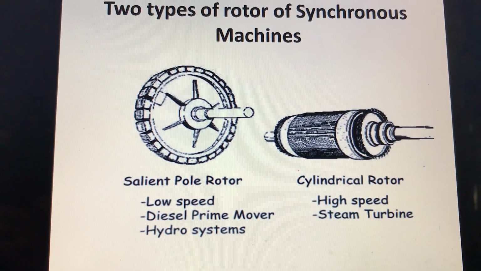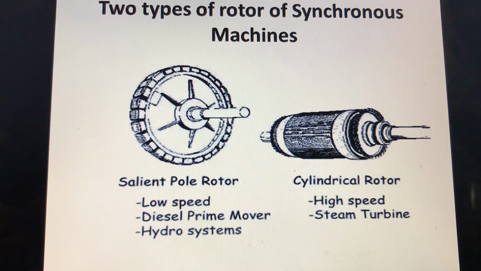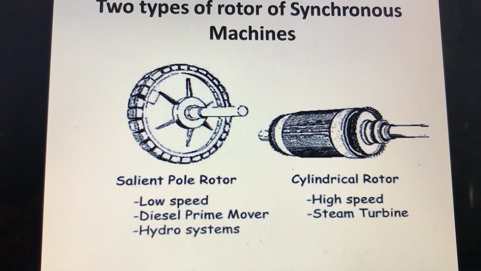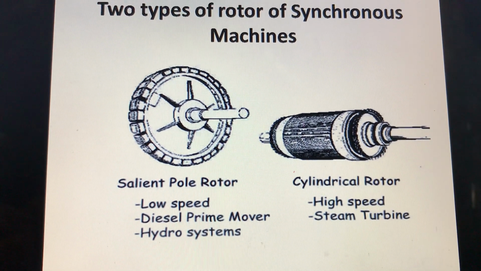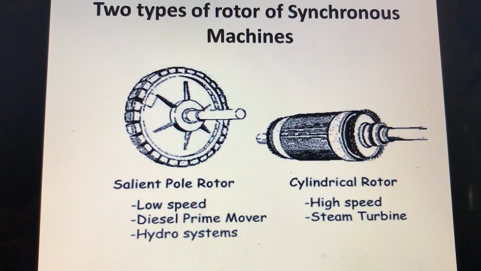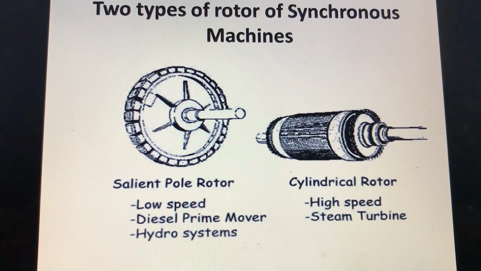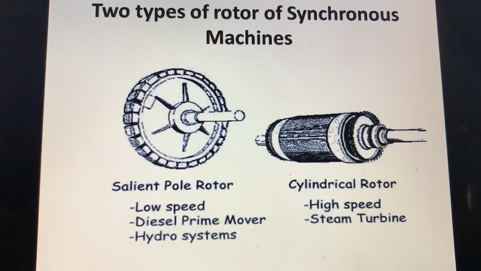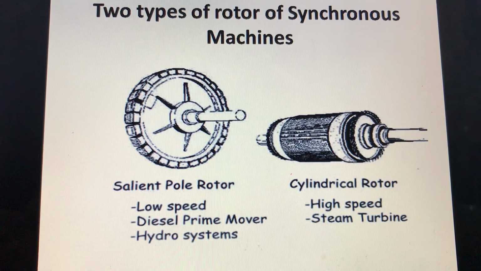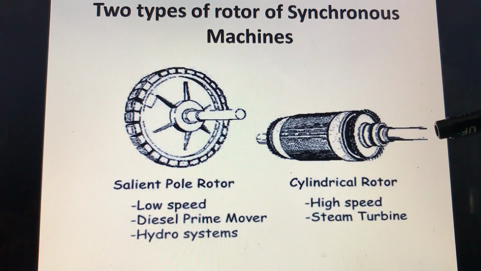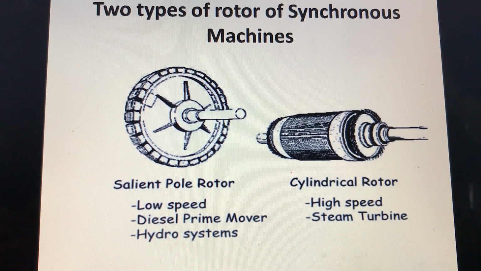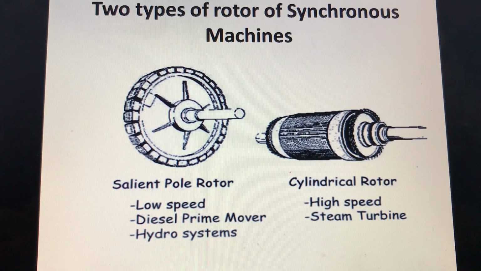So these are the types of rotor for synchronous machines. One is the salient pole rotor, the other one is the cylindrical rotor. The prime mover which we are using, in case of hydropower plants it is water, in case of steam power plants it is steam. If the prime mover has high speed, then cylindrical rotors are preferred. If the prime mover has low speed, then salient pole rotors are preferable. So they are low speed rotors.